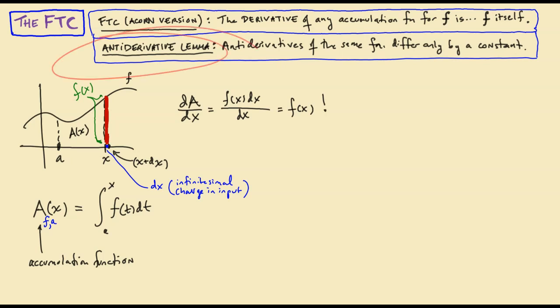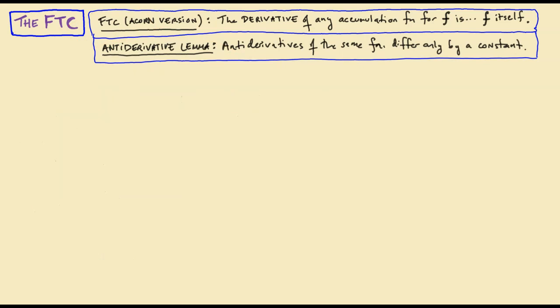Such is our antiderivative lemma. And I have claimed that when we combine these two things, the Acorn FTC and the antiderivative lemma, we get some marvelous results that we couldn't get otherwise. So I want to demonstrate this to you by returning to an old problem that I posed way back in the first video in this series.